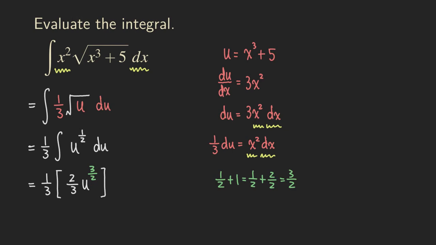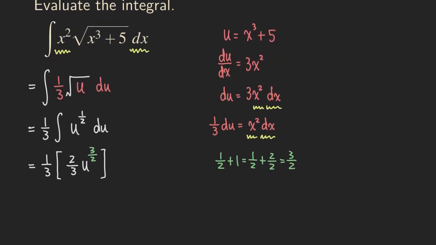All we need to do right now is to replace the u with this x cubed plus 5. Then we are finished. So let's do this. At the same time, we can multiply the 1/3 and the 2/3 together to get just a single coefficient, which is 2/9, right? 1 times 2 gives you the 2. 3 times 3 gives you the 9.